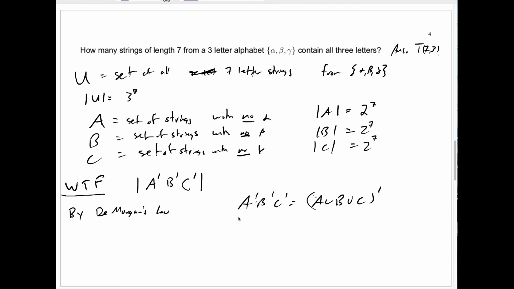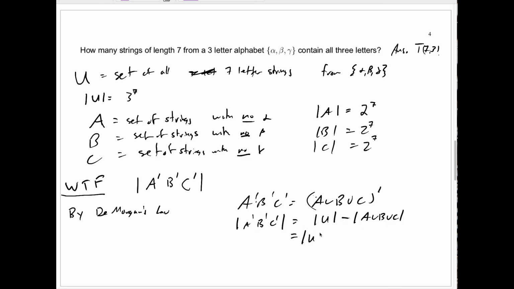So what can we say about the size of A prime, B prime, C prime? Well, I just have to count how many things are in the complement of the union. Well, if I knew the size of the union, I can find the complement of the union just by taking the total number of strings there are and subtracting the number in the union. That's how you get the size of the complement. So I would just take the size of the universe and subtract the size of the union. And remember, we had an inclusion-exclusion principle already for the size of the union.